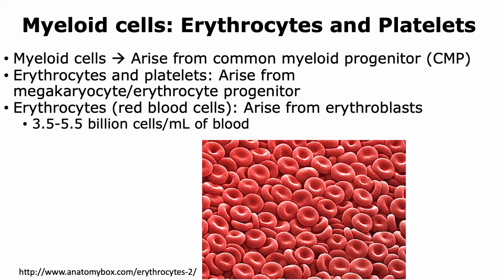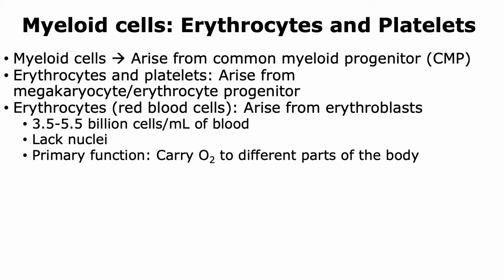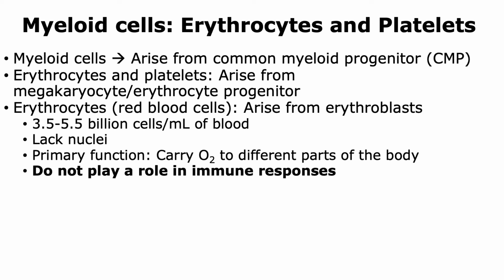Erythrocytes, or red blood cells, are the most numerous cells that are found in blood. So we have about 3.5 to 5.5 billion erythrocytes per milliliter of blood. These cells do not have any nuclei, and their primary function is to carry oxygen to different parts of the body and collect carbon dioxide that it will then take back to the lungs. They do not play an important role in immune responses.